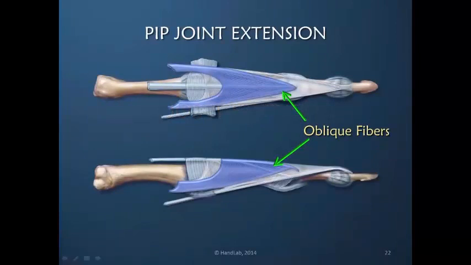The oblique fibers, highlighted here in blue, are the fibers that carry the power from the interosseous muscle insertions into the dorsal apparatus. If you look at this illustration, and you can appreciate that these oblique fibers end at the central slip insertion, it would be easy to say that the oblique fibers extend the PIP joint. That's it. That's easy. But it is not that easy.